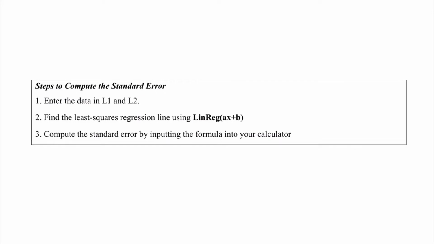Now to compute the standard error, we're going to enter our data into L1, L2. We're going to find our least squares regression line using the linreg ax plus b function like we've done before, and then we're going to compute the standard error by inputting the formula into our calculator. This also means that we need to be able to find the sum of the squared residuals, since that's what the formula calls for. But we'll review that with our example.